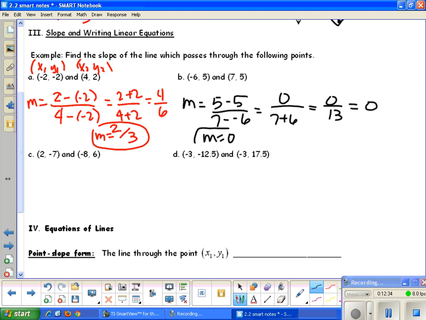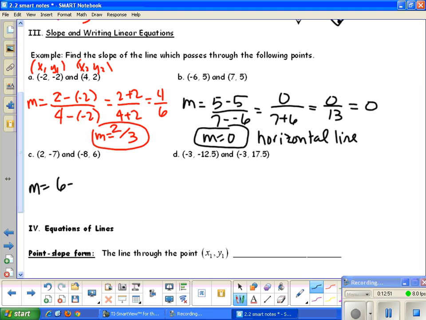Remember, when we have a slope of 0, we have special lines, so this is actually going to be a horizontal line. And for the next one, we have finding our slope, so you should try this on your own. Pause the video, then unpause it, and we'll take a look at it.